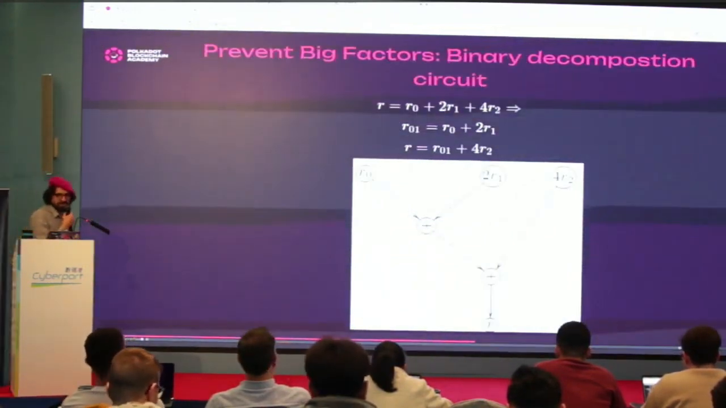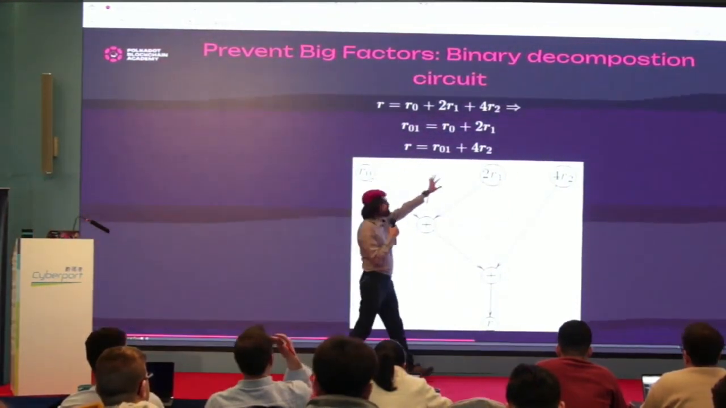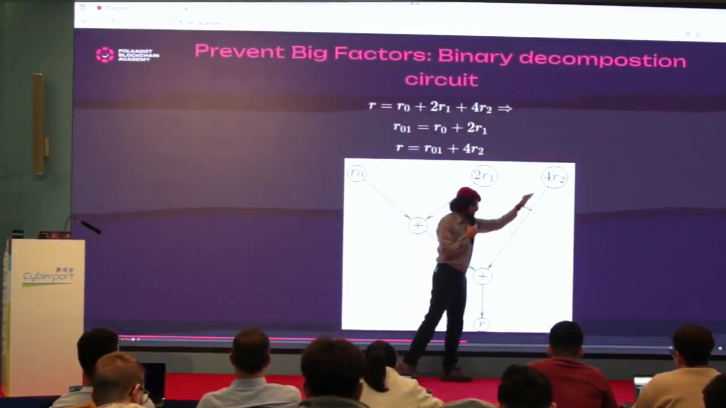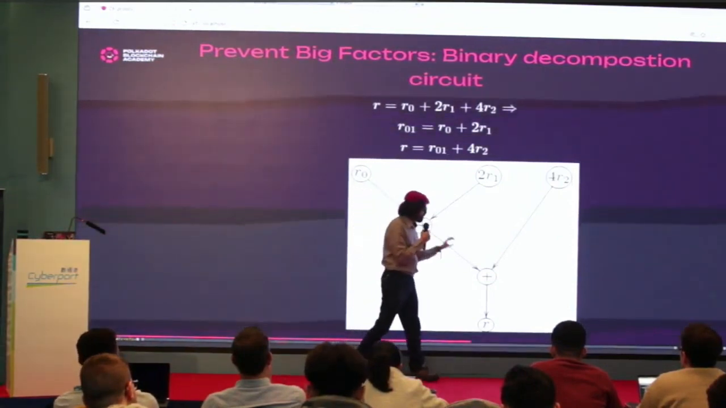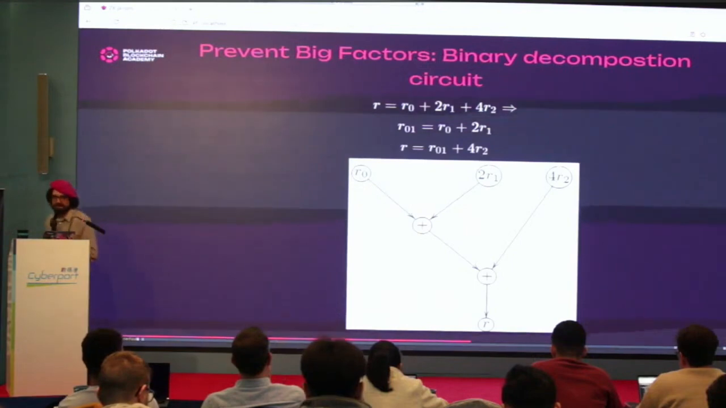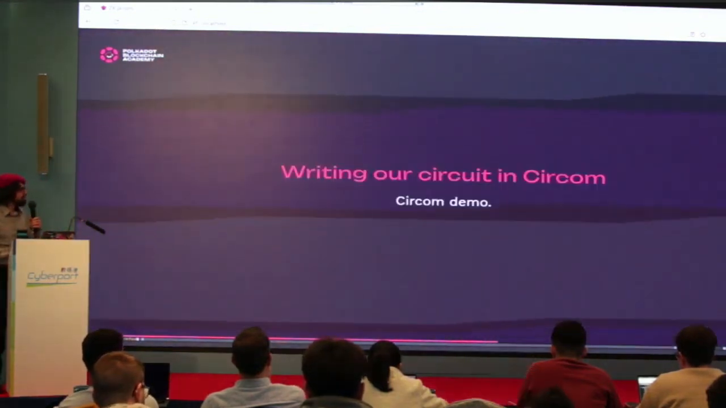And this one, where you add R0 plus 2R1, and then you add them to 4R2, because each of this addition only can get 2 inputs. So I have to use 2 of them, and then at the result, I want it to become R.